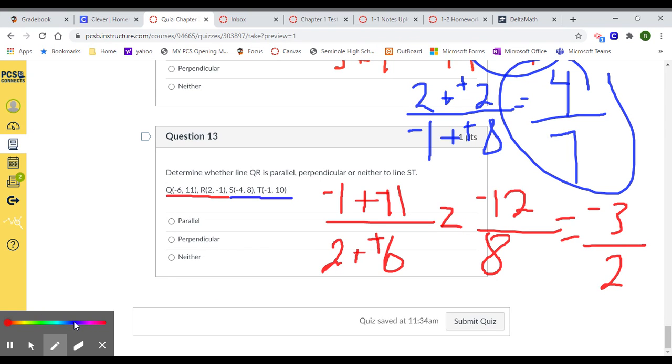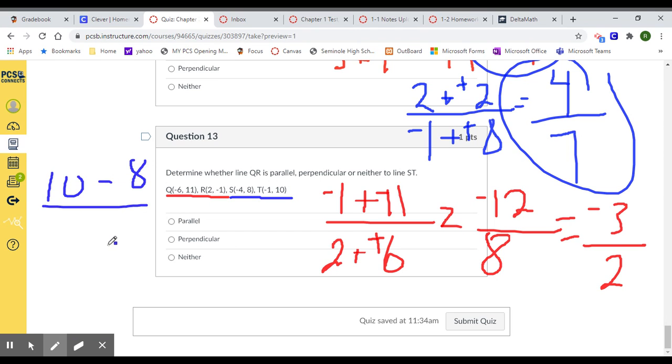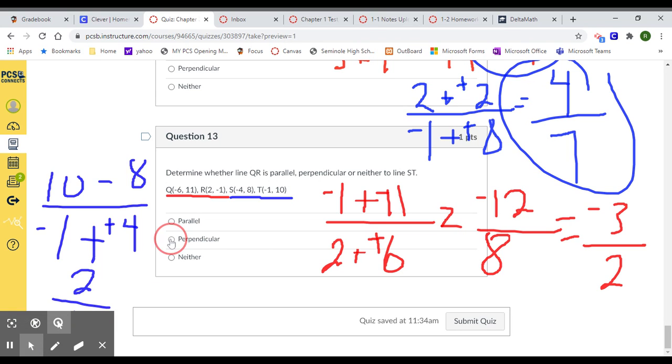And then I'm going to do my second line over here. So 10 minus 8 over negative 1 minus negative 4. That's going to give me 2. 10 minus 8 is 2. Negative 1 plus 4 is 3. So look, they are reciprocals and they're negative. This one's negative, this one's positive. So they are perpendicular.